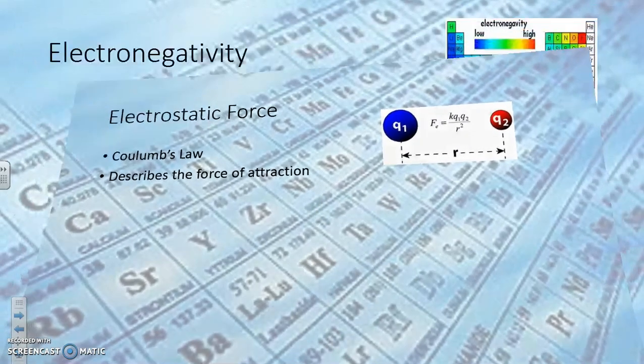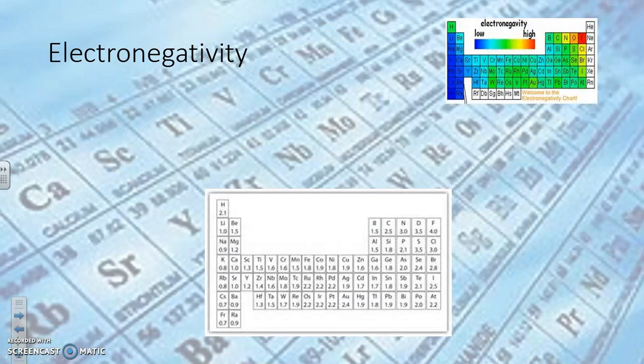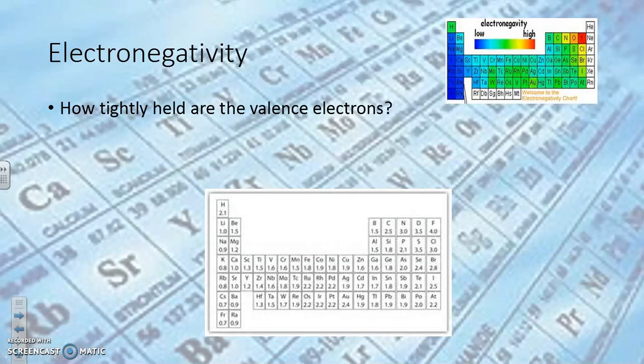This is new. Electronegativity. Electronegativity talks about how tightly the valence electrons are held in, or actually, I like to think of it in terms of which elements are greedier.